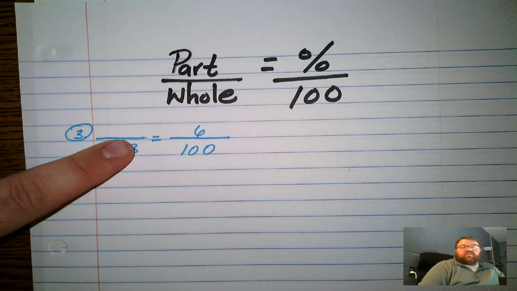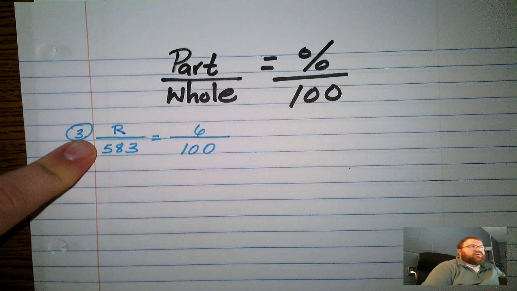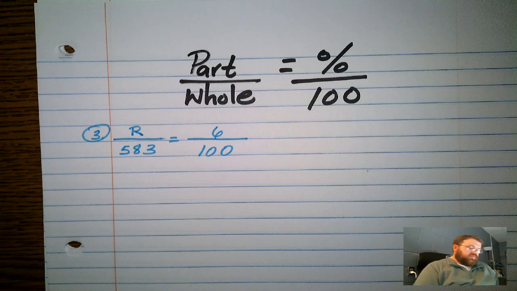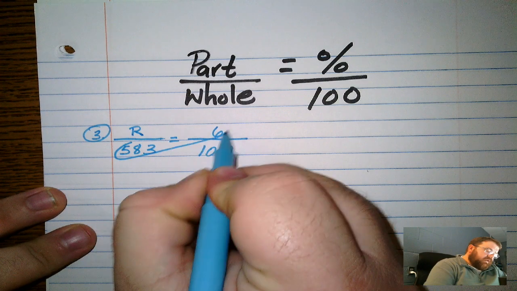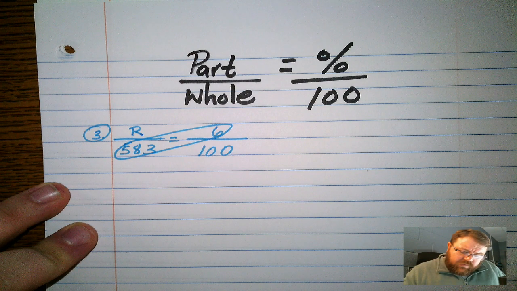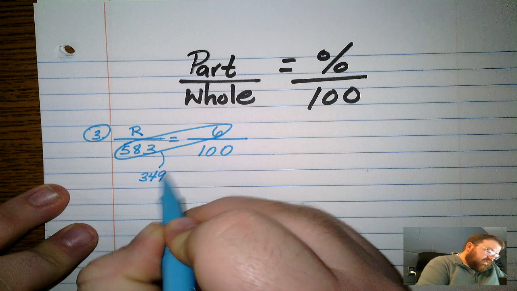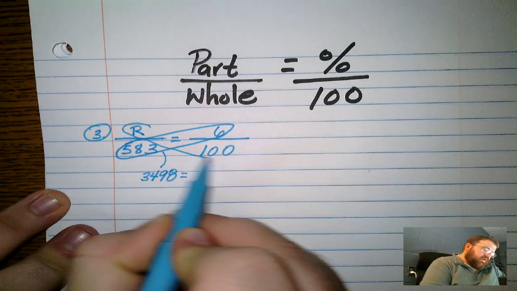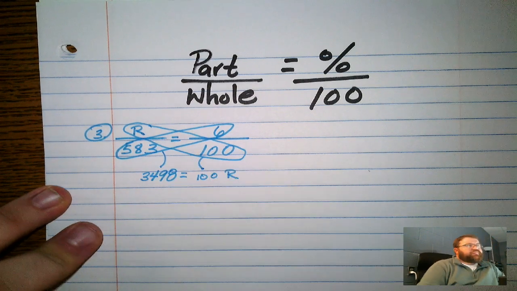Remember, you will always have one box that is missing, so I'm going to put my variable. You could put any variable here. We can put r if we wanted to. We're going to solve it using the butterfly method. So I have 583 times 6. 583 times 6 is 3498. Bring down my equal sign. R times 100, which is 100R.